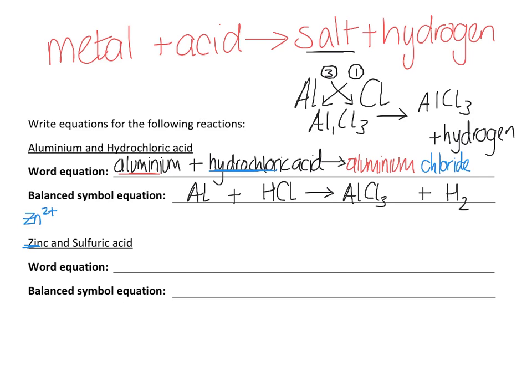I'll write in the balancing numbers just in case you didn't get it. 2 Al plus 6 HCl gives me 2 AlCl3 plus 3 H2.